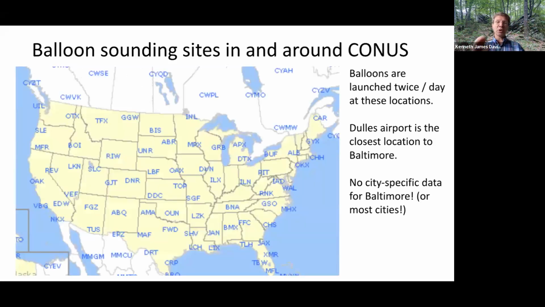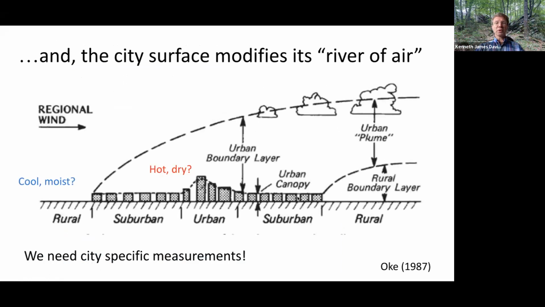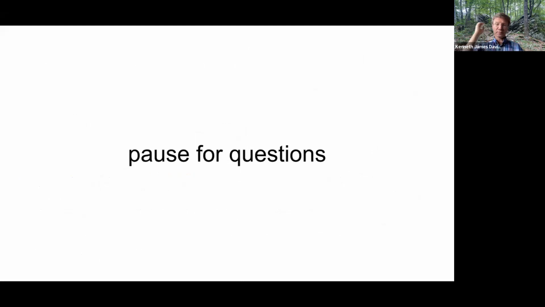Why do we need to measure in Baltimore? This is the national balloon launching network. Twice a day, balloons are launched at each one of these places. You know, Baltimore's here. There is a sounding location at Dulles Airport, not too far away, but it's certainly not Baltimore. And the urban surface modifies the boundary layer. It modifies the river of air that we're in. So we need measurements that are specific to the city to understand the air of the city. There's the pitch, the intro pitch.